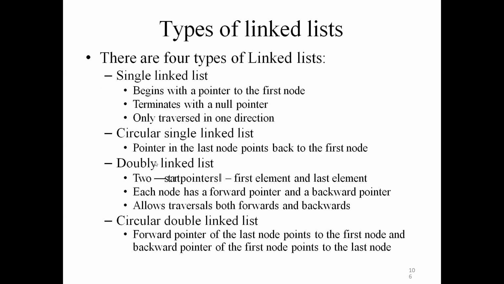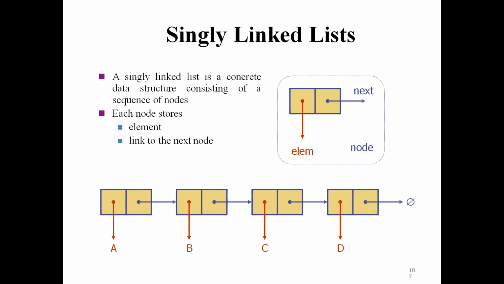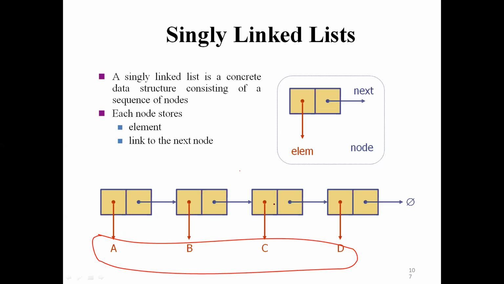Single, double, circular. These are the basic types of linked list. So just go through it. This is what we have seen in the previous classes, how the structure of the linked list looks like, how the nodes are connected. See, we have 4 nodes. Let me open the notes. We have 4 nodes, how they are connected, and the last node is null.